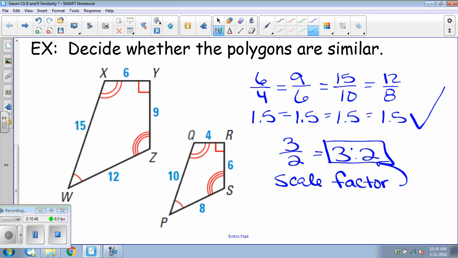And vice versa. If I knew the scale factor was 3 to 2, and they gave me all the bigger figures, how would we find out the small one? Divide by 1.5. You take 6 divided by 1.5, it'll give you 4. So the scale factor is how many times it increased or decreased. Any questions? Yes.